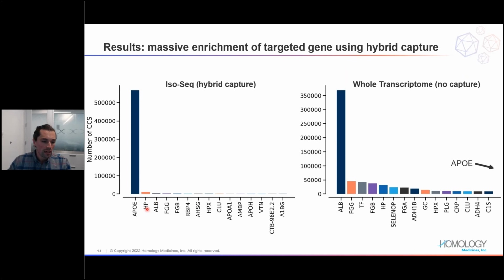We saw that haptoglobin in the captured sample was the second most transcribed gene, and in the whole transcriptome it was lower transcribed, even compared to albumin. After looking into this, we found that one of our capture probes actually had some sequence similarity to haptoglobin. So there is some conservation between ApoE and haptoglobin.